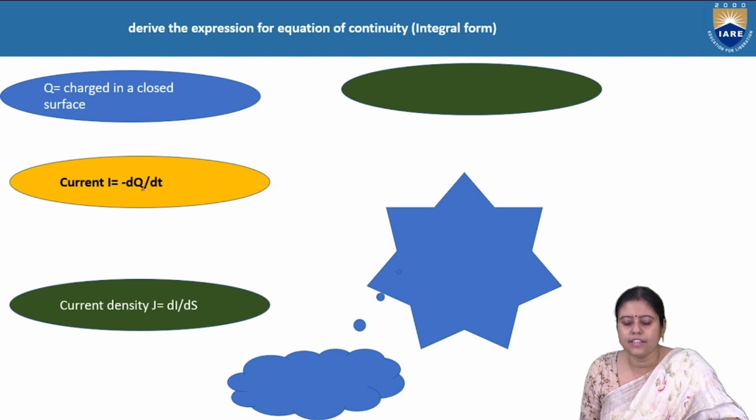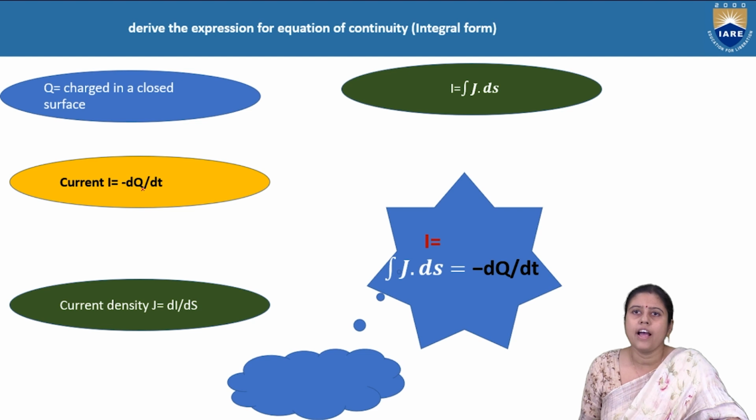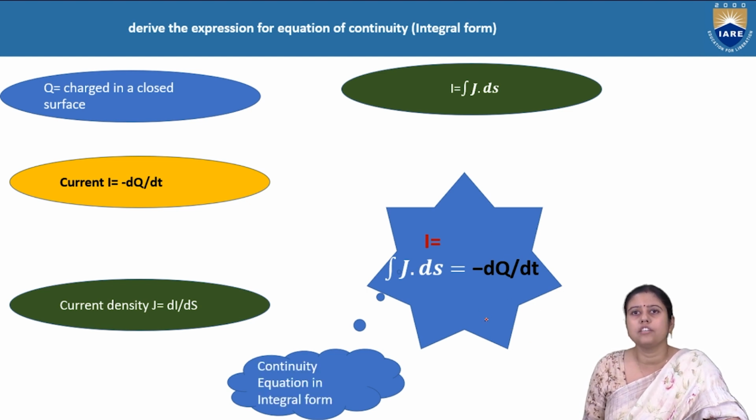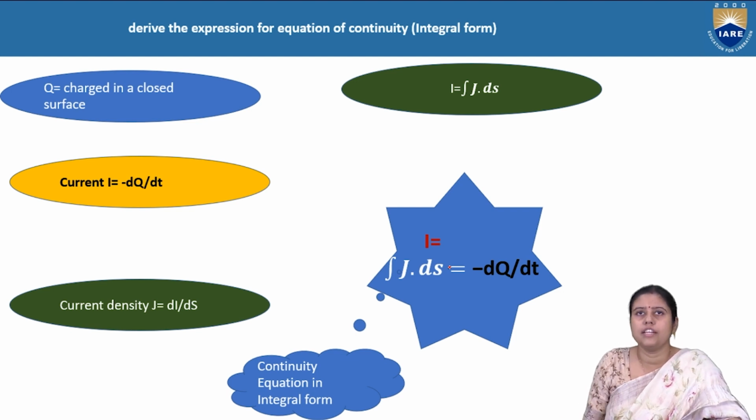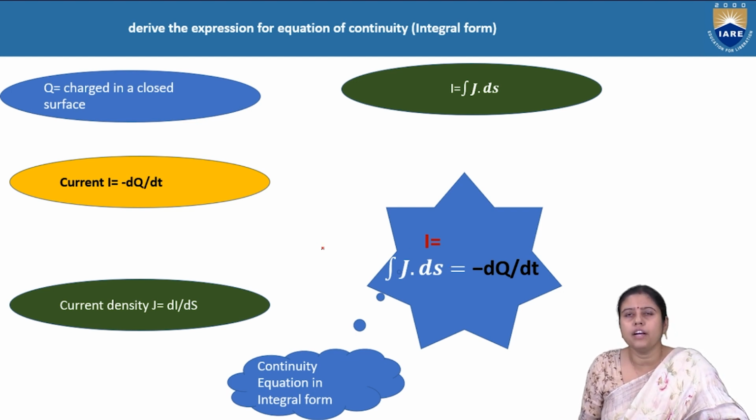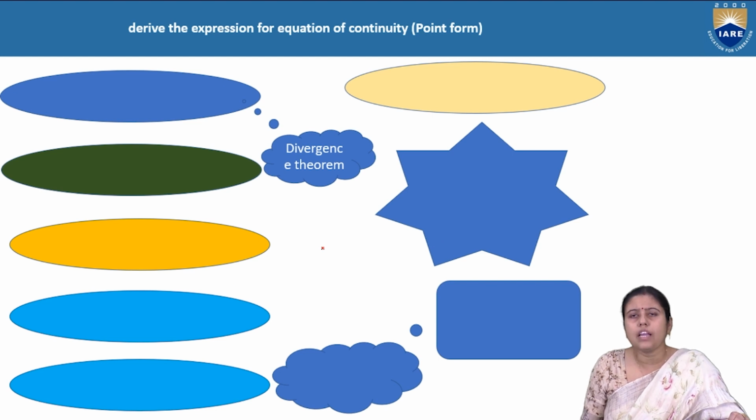Current density J is equal to di by ds. So I is equal to the integration of J ds. If we equate this, I is equal to the integration of J ds, which is equal to minus dq by dt. This is the continuity equation in the integral form. The integration of current density into ds is equal to the rate of change of charge; this is the continuity of the current equation.